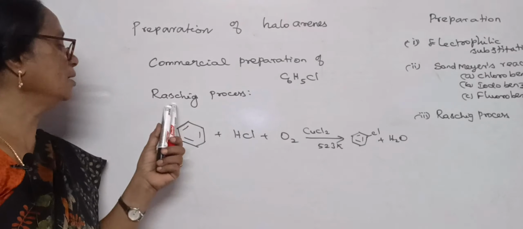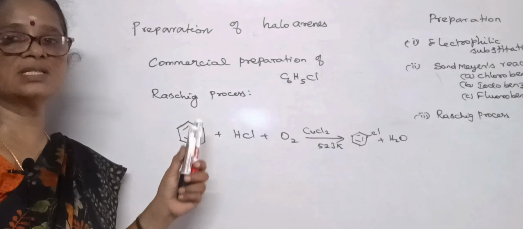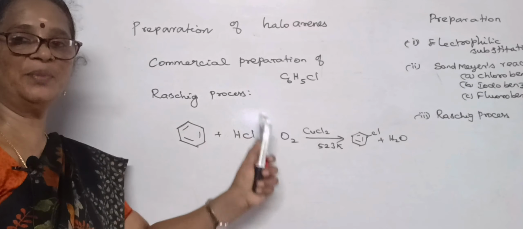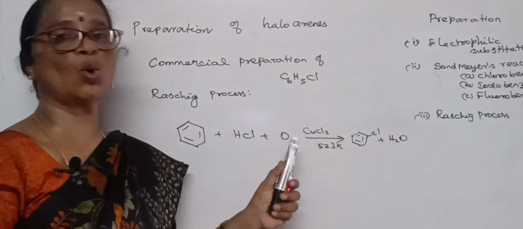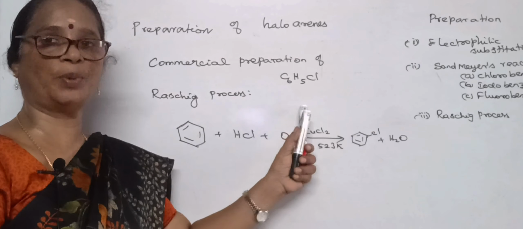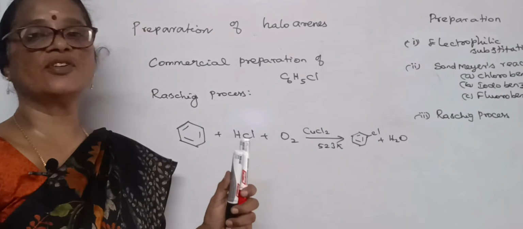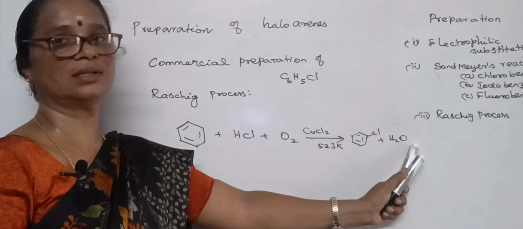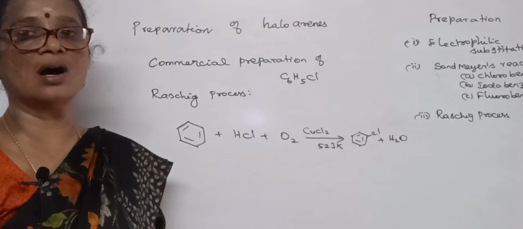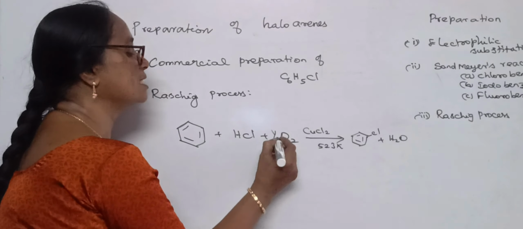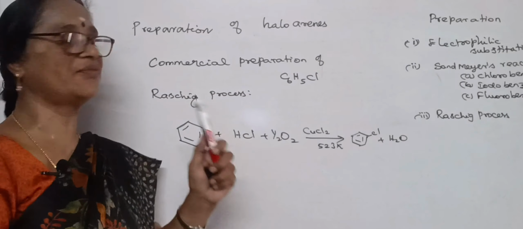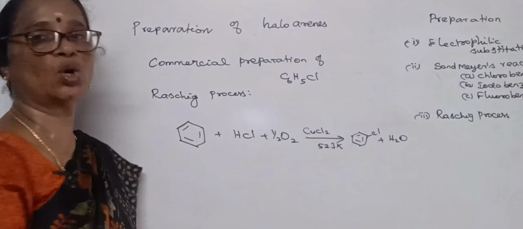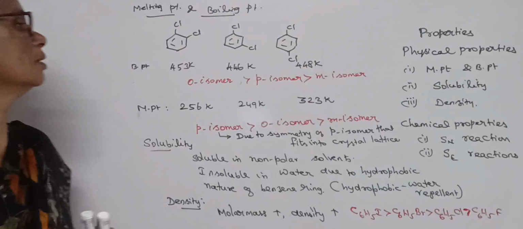That can be done by the Raschig process, in which the vapors of benzene, air and hydrogen chloride, the mixture, are passed over copper(II) chloride or cupric chloride at a temperature of 523 Kelvin. This forms chlorobenzene and water. As water has only one oxygen, we can balance the oxygen by 1 by 2, so 2 into half equals 1. So we get water. In this way we can manufacture chlorobenzene in large quantity.